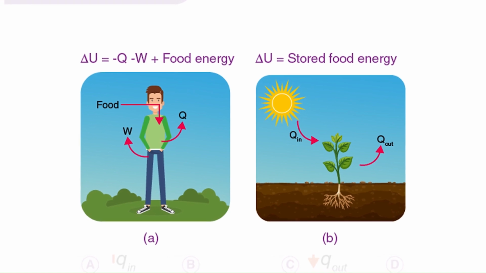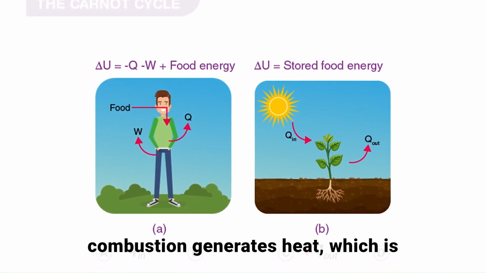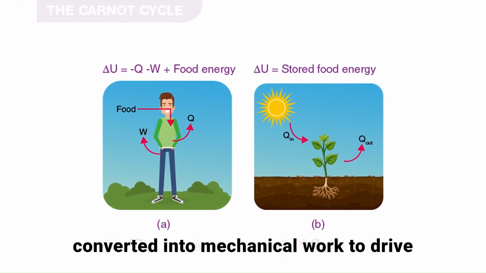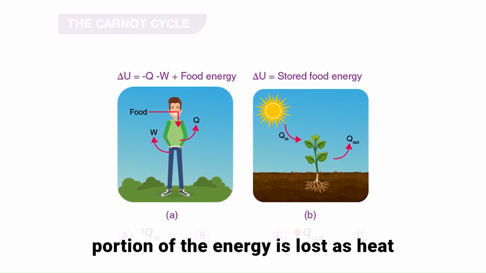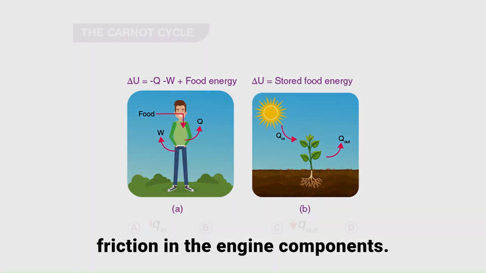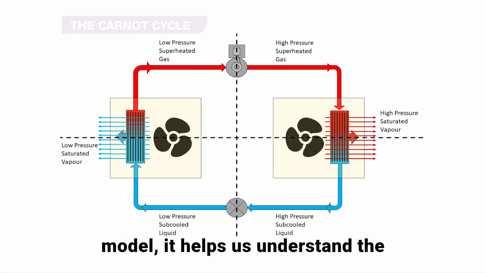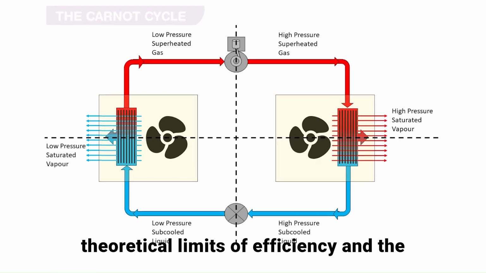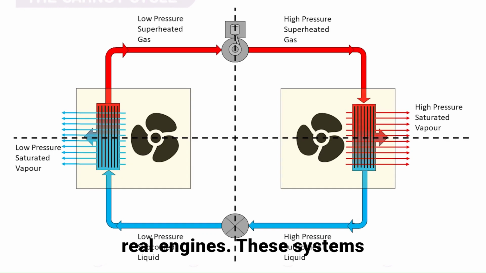For instance, in a car engine, fuel combustion generates heat, which is converted into mechanical work to drive the vehicle. However, a significant portion of the energy is lost as heat through the exhaust, cooling system, and friction in the engine components. While the Carnot engine is an idealized model, it helps us understand the theoretical limits of efficiency and the factors that influence the performance of real engines.